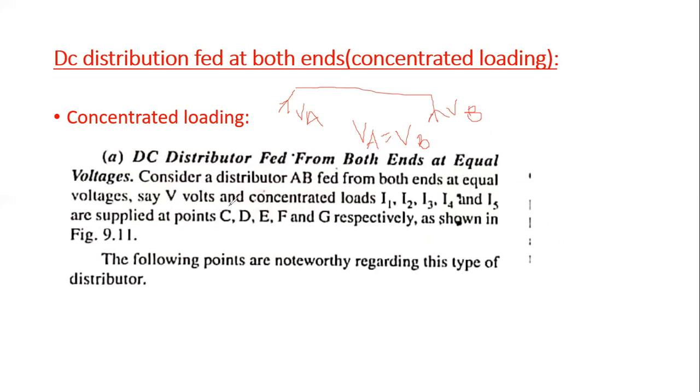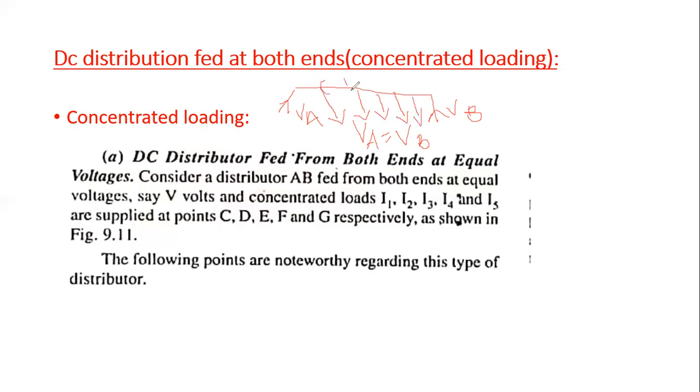Say V volts, and the concentrated loads I1, I2, I3, I4 and I5 are supplied at points C, D, E, F and G respectively. Concentrated loadings means that we are having different load currents.